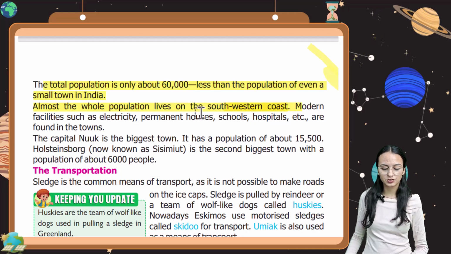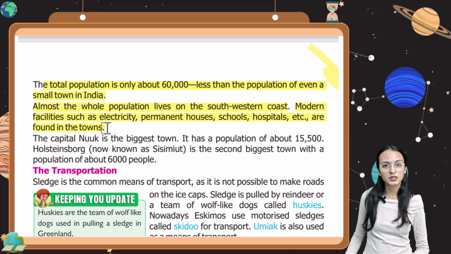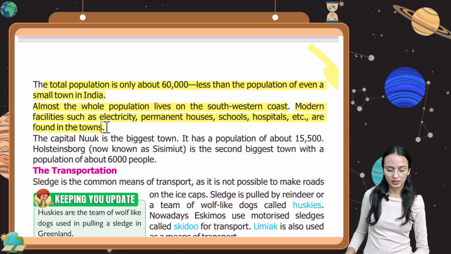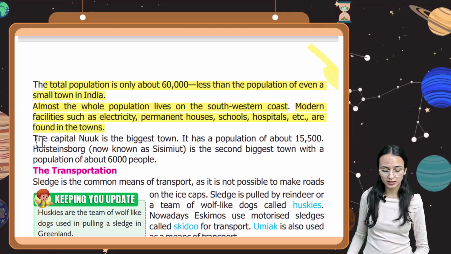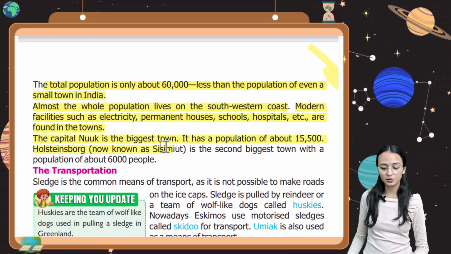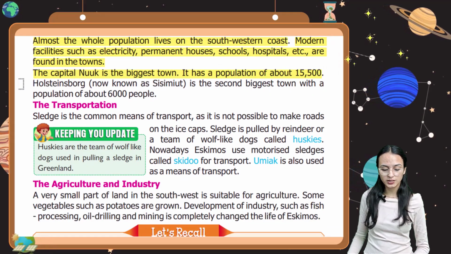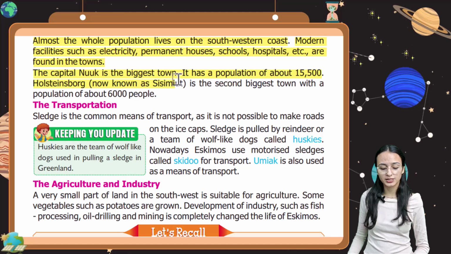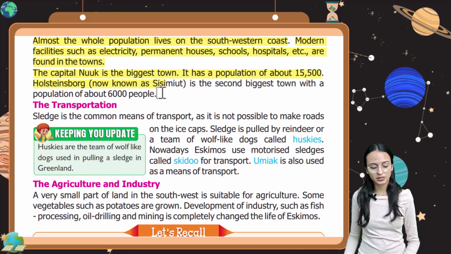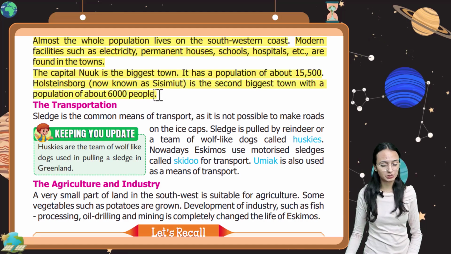Modern facilities such as electricity, permanent houses, schools, hospitals, etc. are found in towns. The capital Nuuk is the biggest town. It has a population of about 15,500. Holstenborg, now known as Sisimiut, is the second biggest town with a population of about 6,000 people.